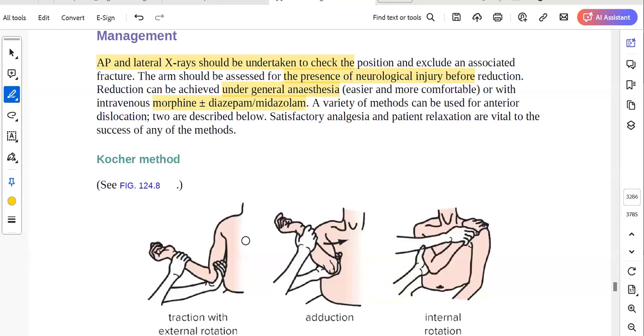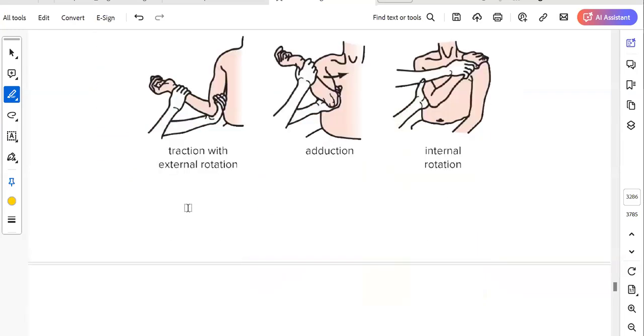It doesn't come in the exam. So all you need to know is: provide painkillers, get the patient to do an X-ray, make sure there is no neurovascular injury, and then relocate either by general anesthesia or under morphine and diazepam.